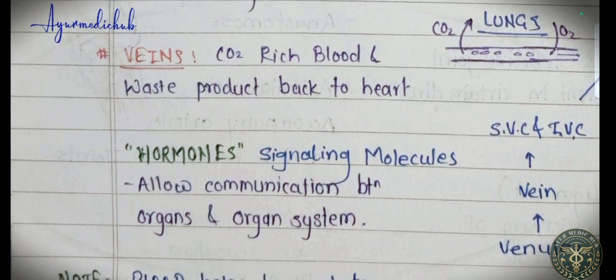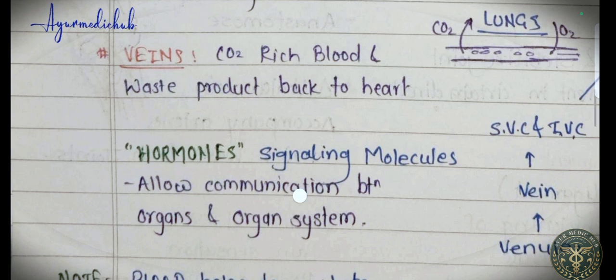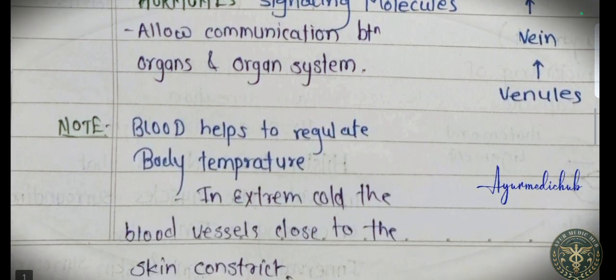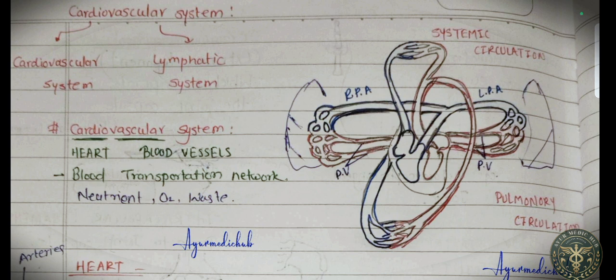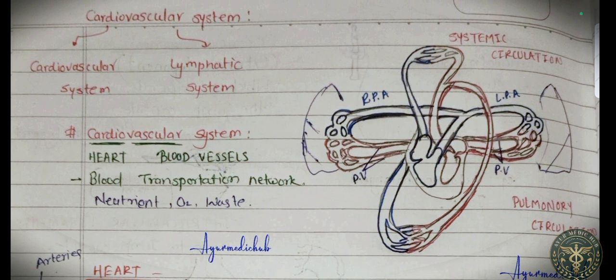Hormones are the signaling molecules which allow communication between organs and organ systems. Then the blood helps to regulate the body temperature. In extreme cold, the blood vessels close to the skin constrict. This is the diagrammatic representation of the cardiovascular system, which includes the systemic circulation and the pulmonary circulation.